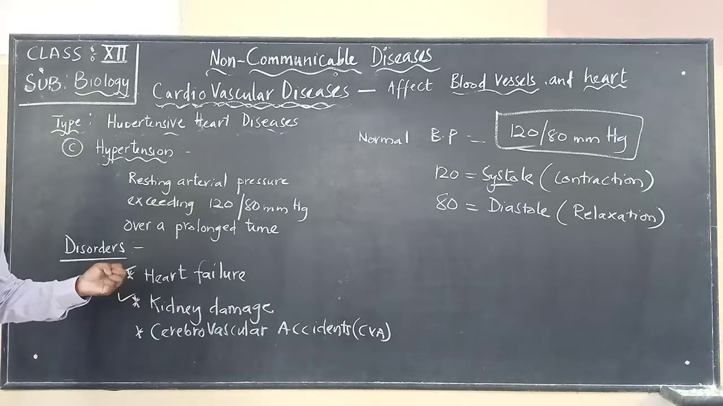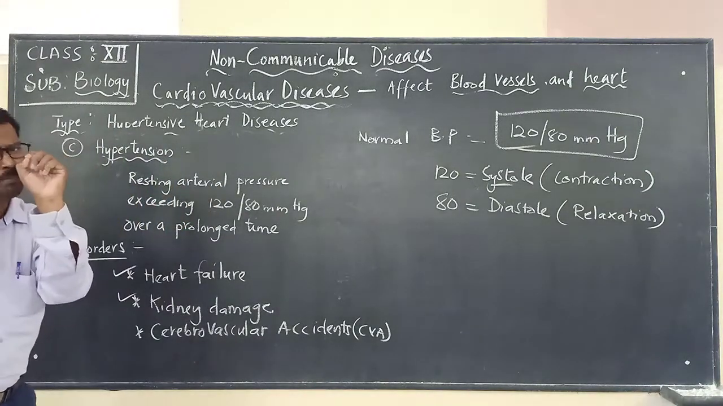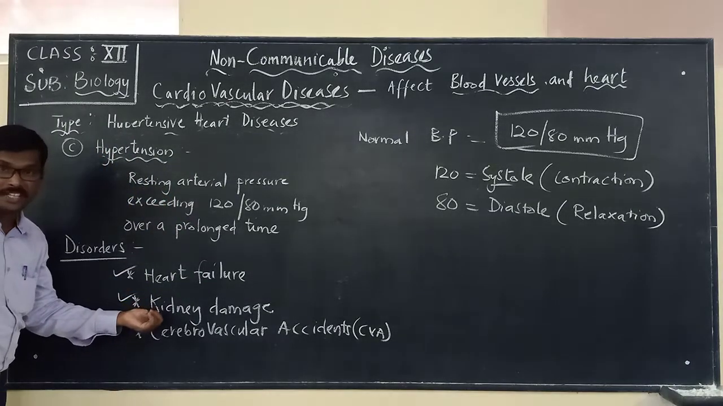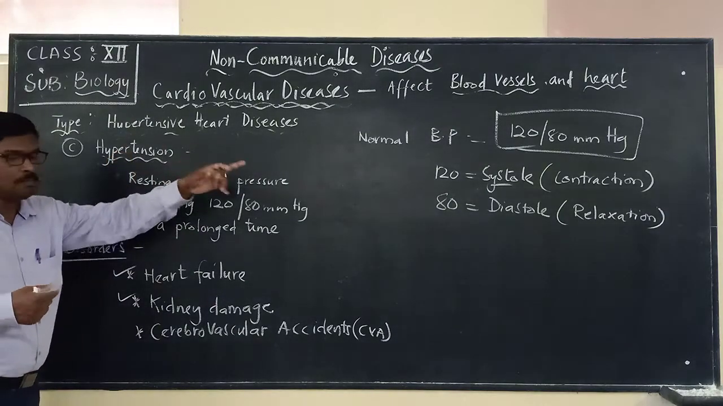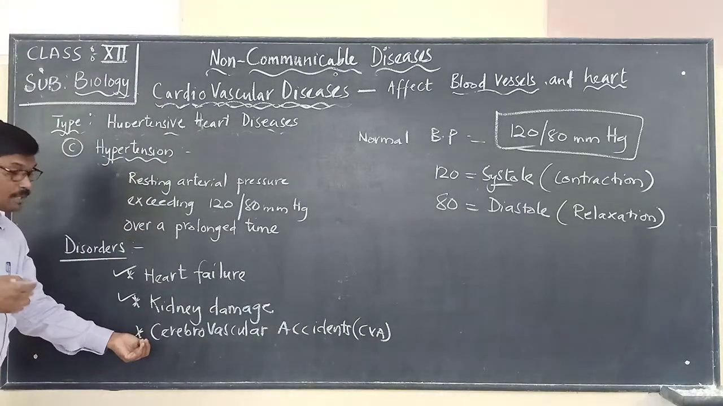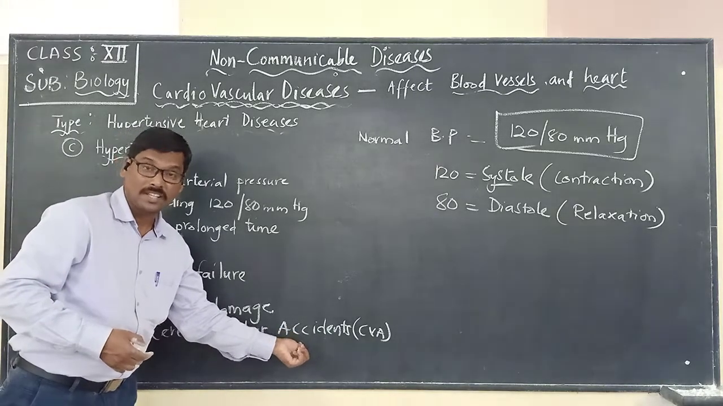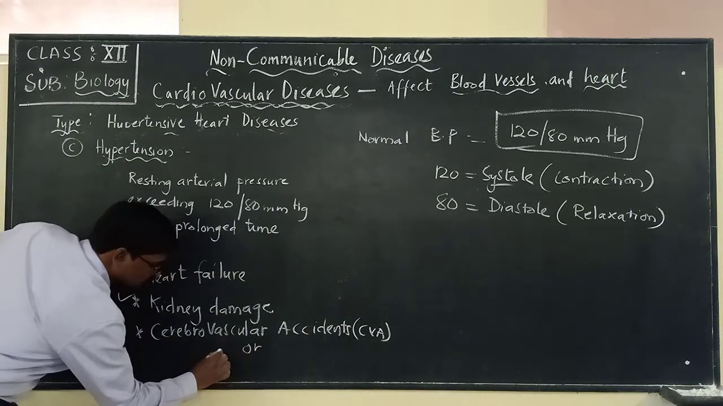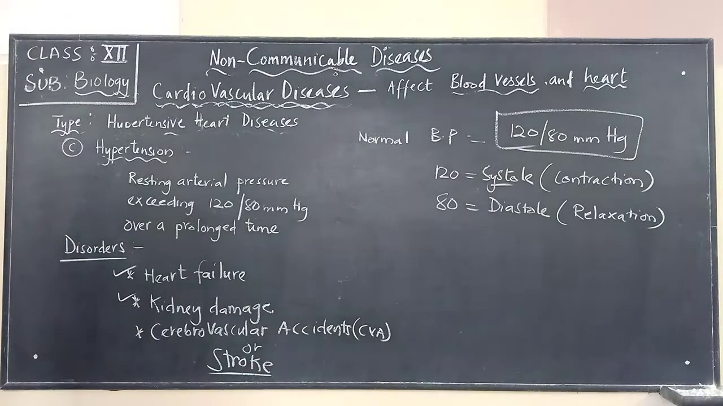Kidneys will be damaged because blood is pumped very fast to the kidneys, where there are minute blood vessels which can rupture also. So that's why we say kidney damage will take place. And at the same time, when the blood pressure is high, it also affects the brain. We call it cerebrovascular accidents, or CVA, or otherwise sometimes we also call this a stroke.